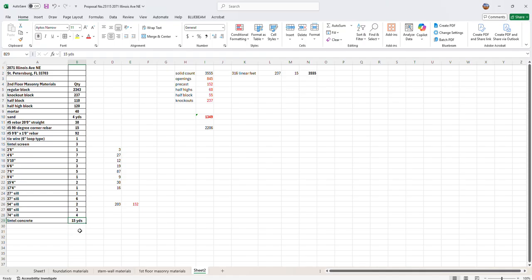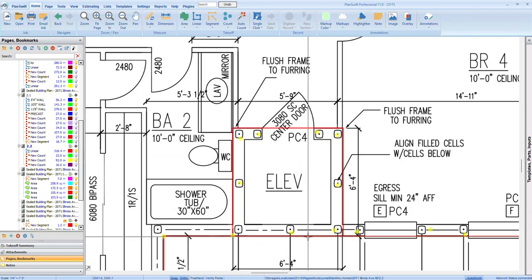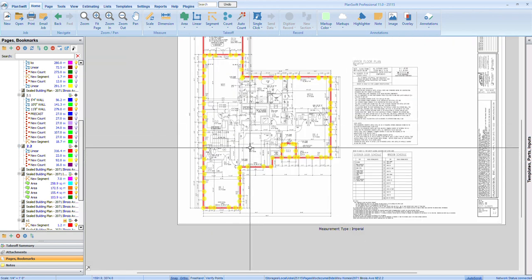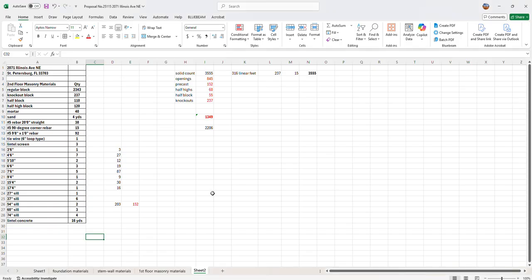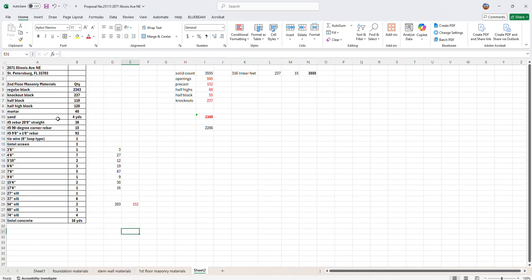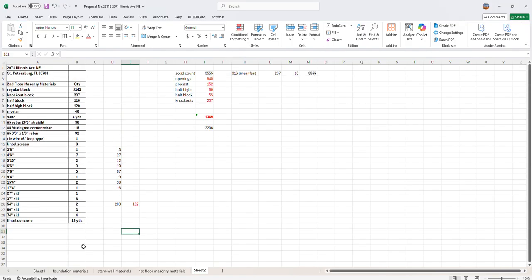I'm going to put this one at 16. The only reason why is we have an elevator, and all the elevators should always be full of concrete. So no lintel screen here. And so let me see. I think that's it. I got everything that we need. So we should get this delivered next week, and then I'll see exactly how good our takeoff was.